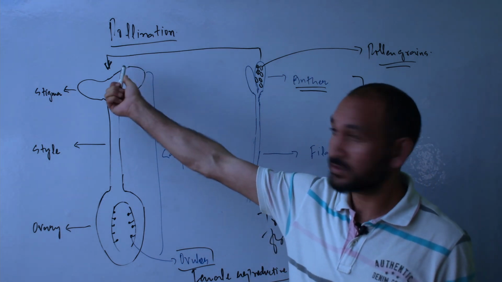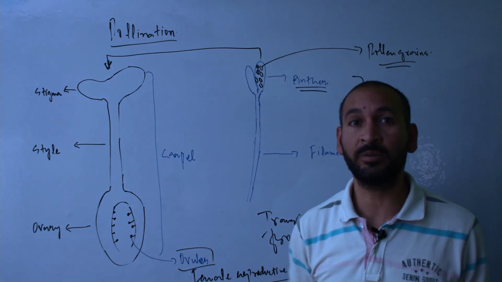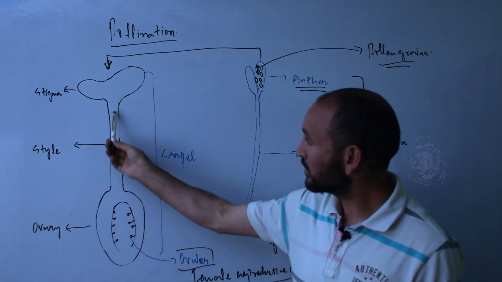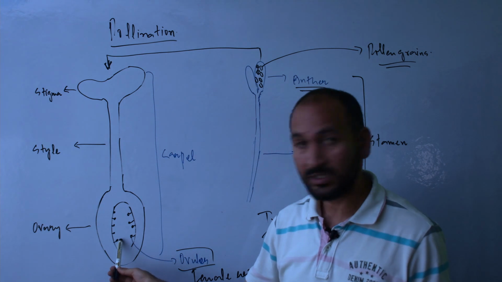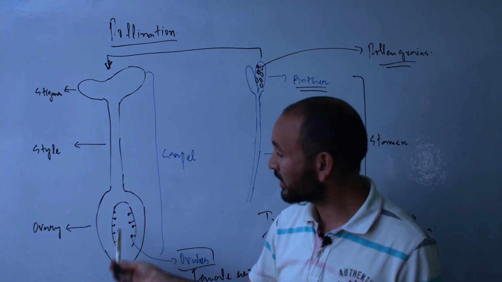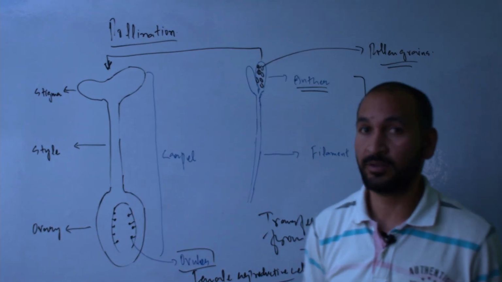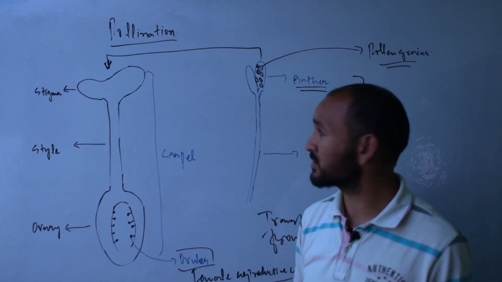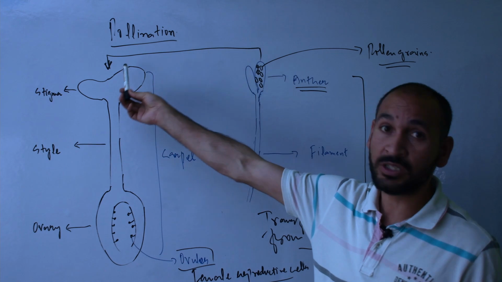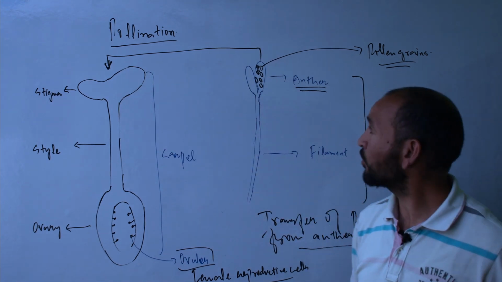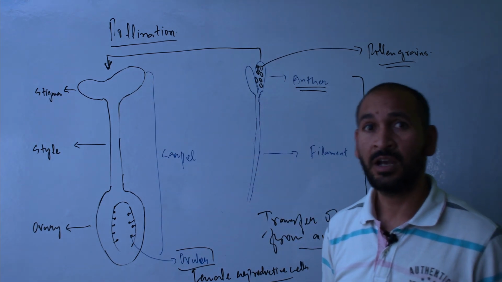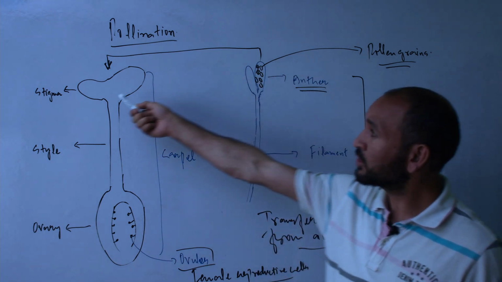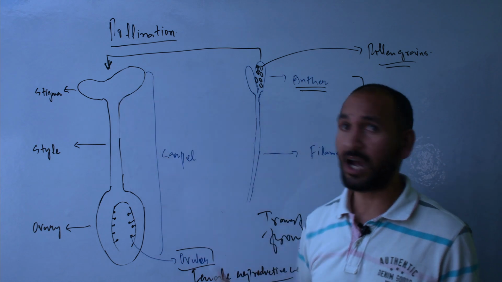So pollen grains will be containing the male gametes, then those male gametes will come down through the style, they will get to the ovules, there they will fertilize the egg. But before fertilization, before fusion of the gametes takes place, it is necessary that pollination has to happen. Now the question is, the bigger question is, how does it happen? How is it possible for this pollen grain to get to the stigma? How does it happen?